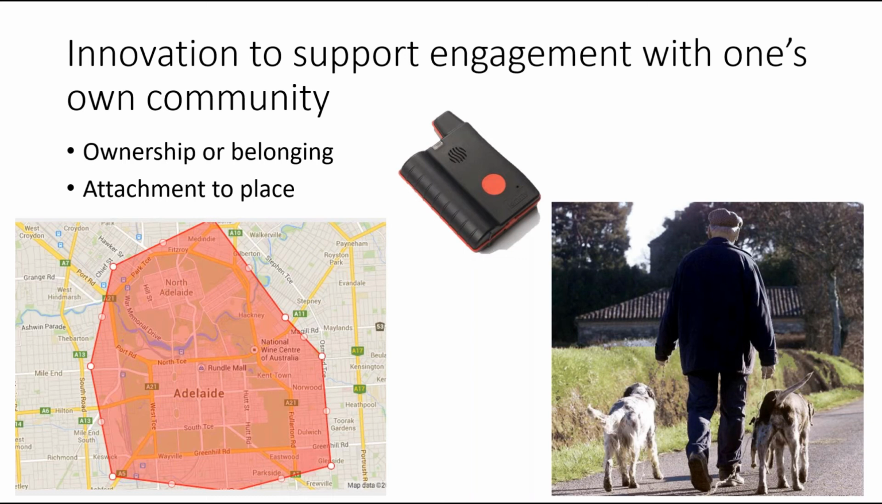He gets exercise, which helps to control his diabetes. He gets to walk the dogs, which gives him contact with animals and a form of socialization. And he helps out his neighbors, so he's contributing to his own community. Now, this is a small scale and individual example of how innovation supported his community engagement.